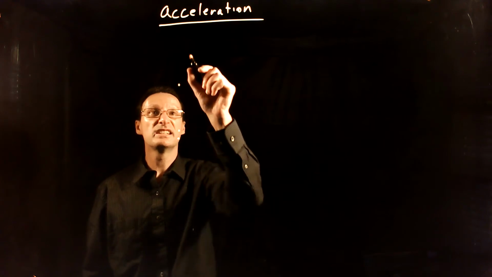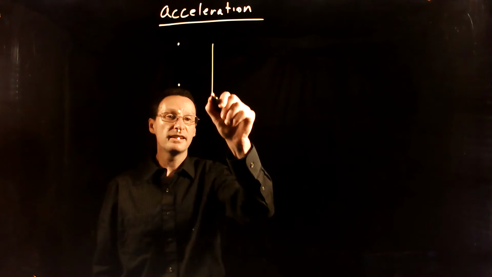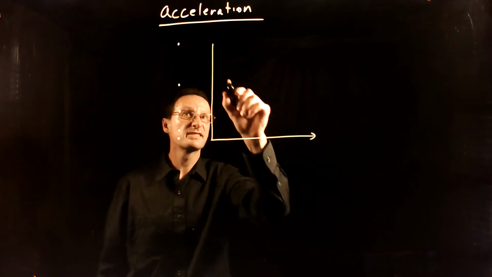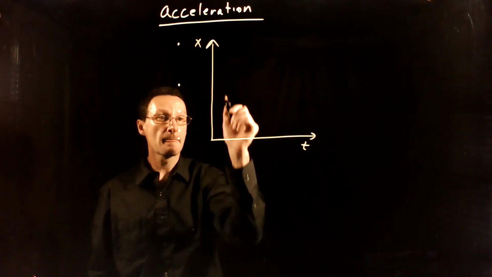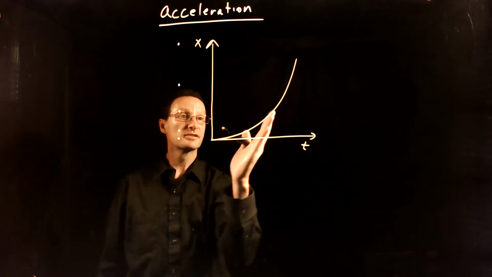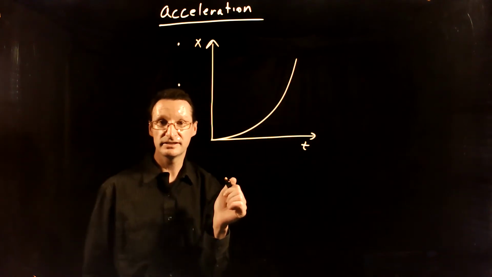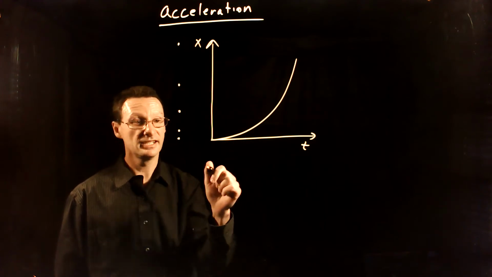Your displacement keeps increasing even in equal time intervals. And the corresponding position time graph looked like this, right? So your slope here increases over time. It gets steeper, and that is an indication that your velocity is getting larger.